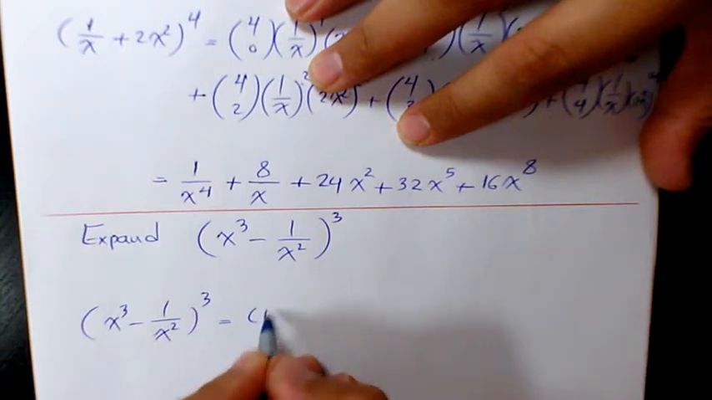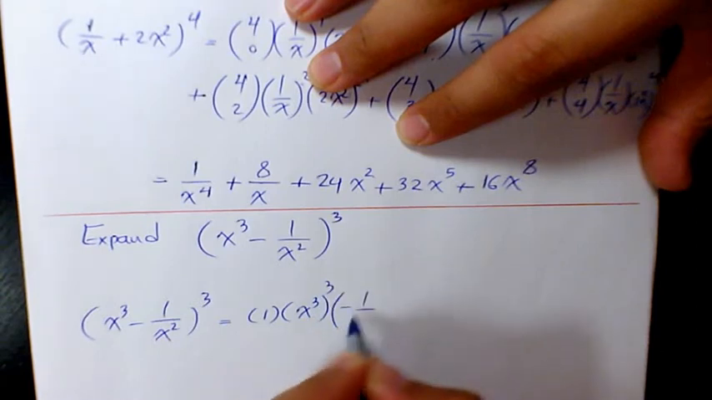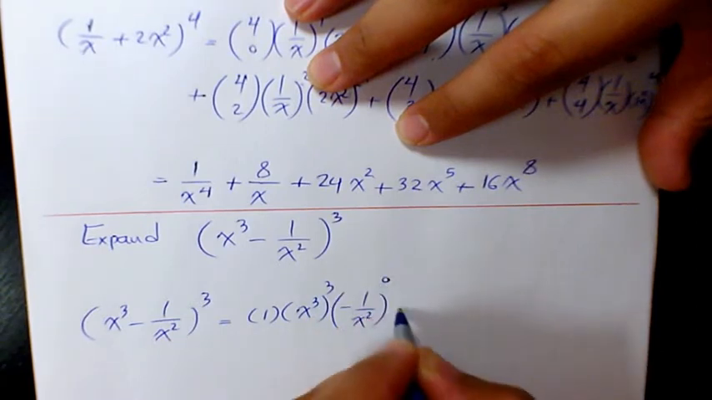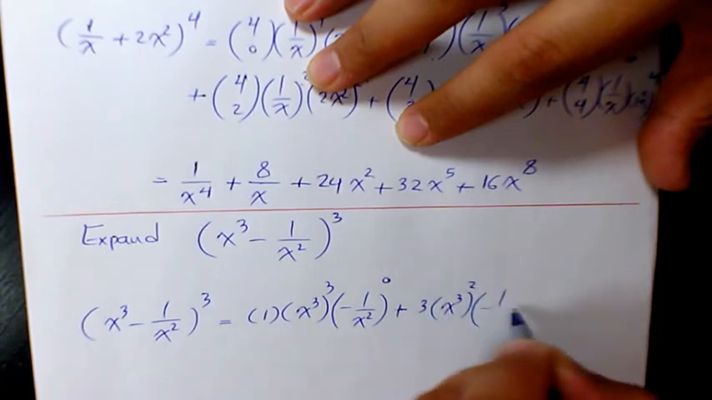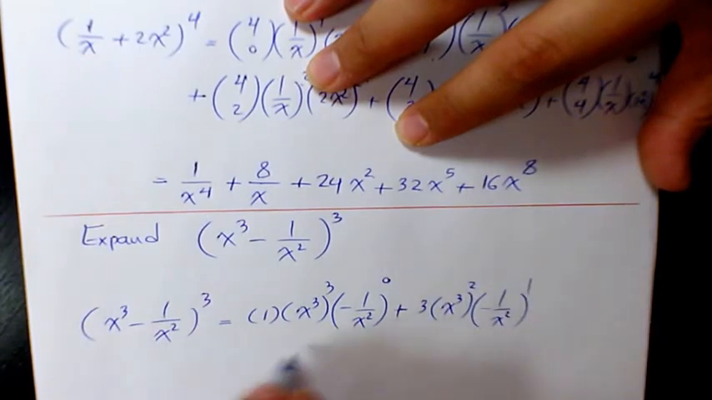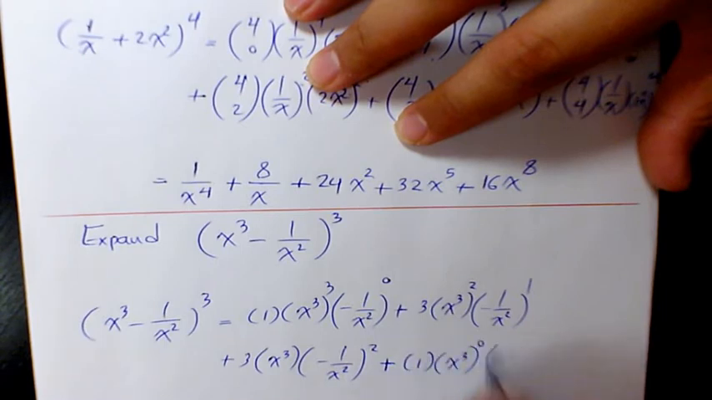So 1 times x cubed to the power of 3 times negative 1 over x squared to the power of 0, plus 3 times x cubed to the power of 2 negative 1 over x squared to the power of 1, plus 3 times x cubed to the power of 1 negative 1 over x squared to the power of 2, plus 1 times x cubed to the power of 0 negative 1 over x squared to the power of 3.